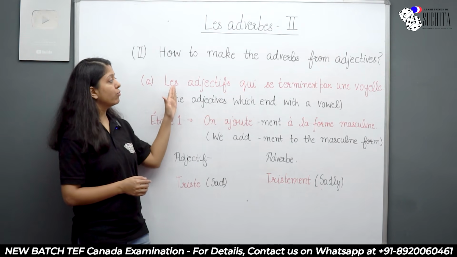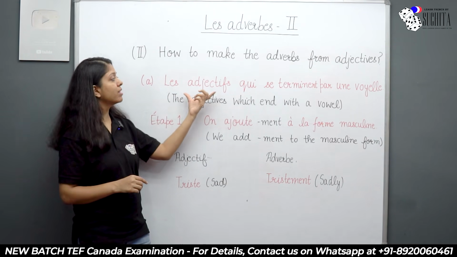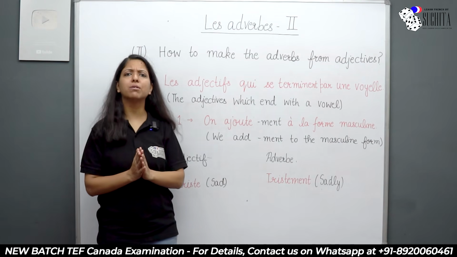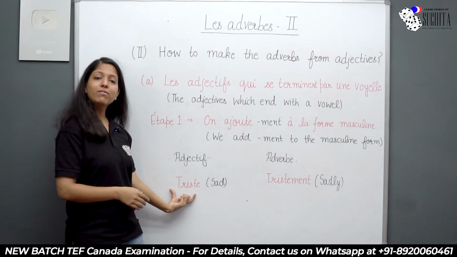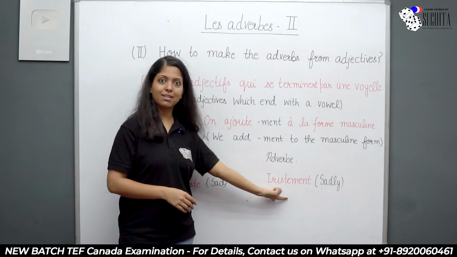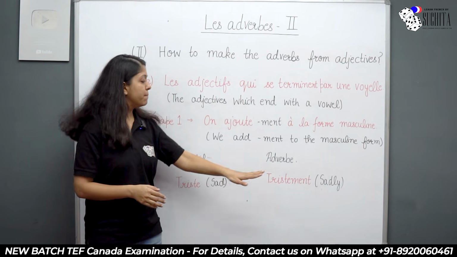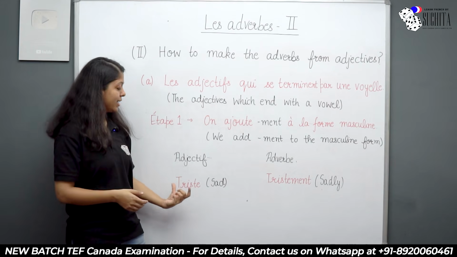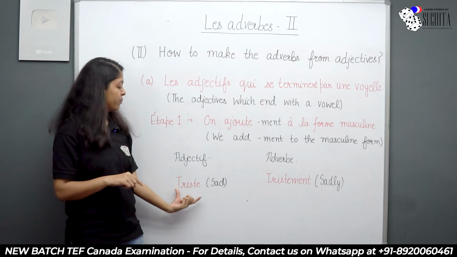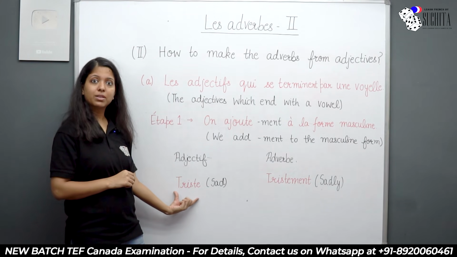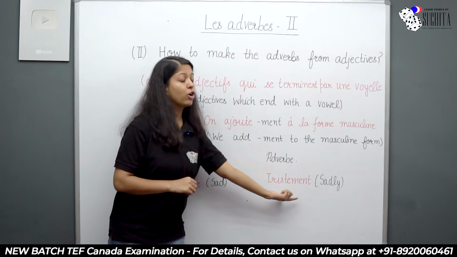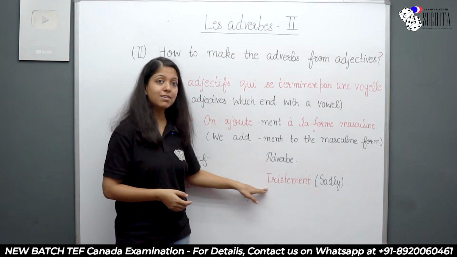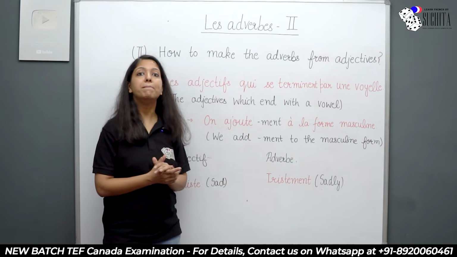Okay. So now the first category is if the adjective ends with a vowel. In that case, it's very simple. What do you need to do? Whatever the adjective is, you're going to write it as it is and then add ment to it, and it will become an adverb. Let's say I've written just one example over here, which is triste. Triste, and then in order to make it an adverb, what did I do? I wrote triste as it is and then I added ment to it.